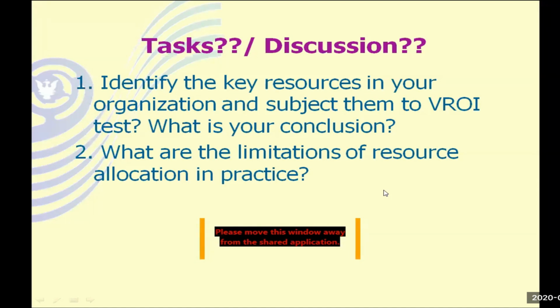Then you tell me, start a discussion about competitive advantage. This one you should have done as a group, but let's do it. Just a few observations. Identify the key resources in your organization and subject them to the VRIO test. And what is your conclusion?